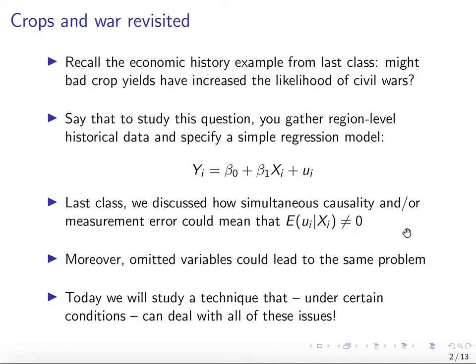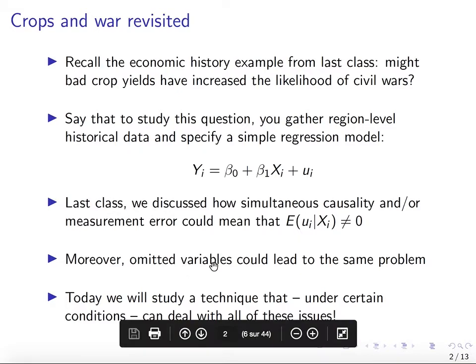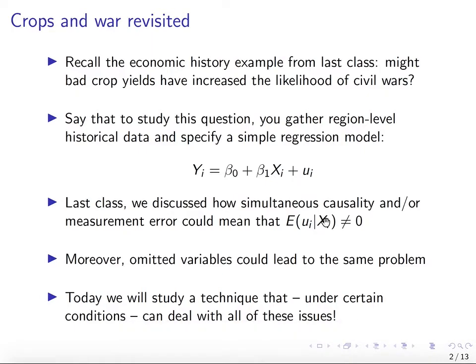Today, we're going to look at a technique that is actually, hopefully, under the right conditions, going to solve all these issues at once. All the threats to internal validity plus omitted variable bias, the typical kind that we saw a while ago, and that was the point of your assignment 1. These techniques are going to hopefully deal with that.